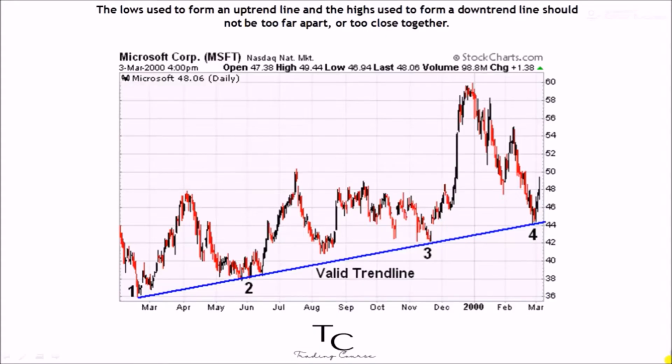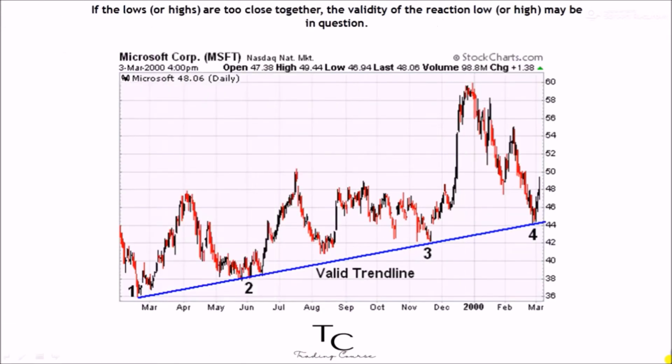The lows used to form an uptrend line and the highs used to form a downtrend line should not be too far apart, or too close together. The most suitable distance apart will depend on the time frame, the degree of price movement, and personal preferences. If the lows or highs are too close together, the validity of the reaction low or high may be in question. If the lows are too far apart, the relationship between the 2 points could be suspect.